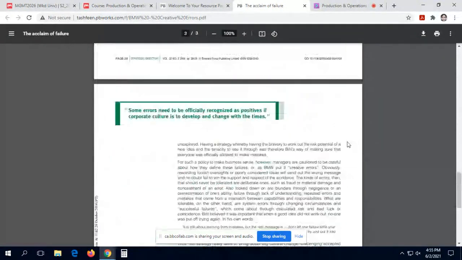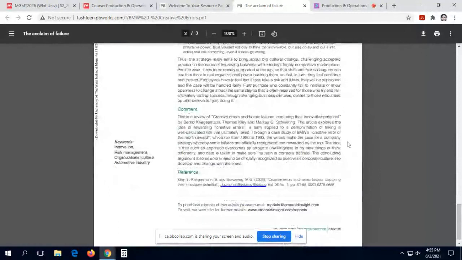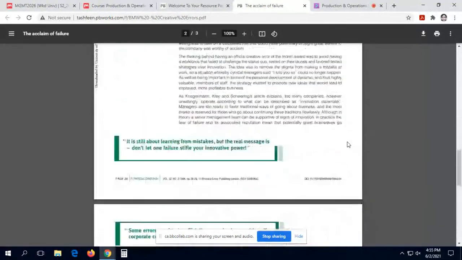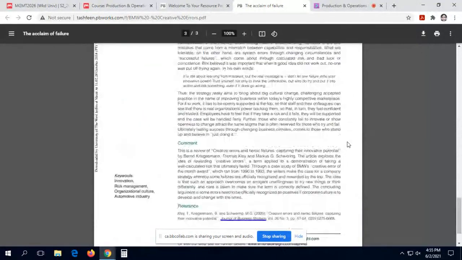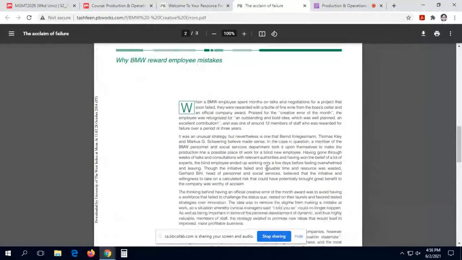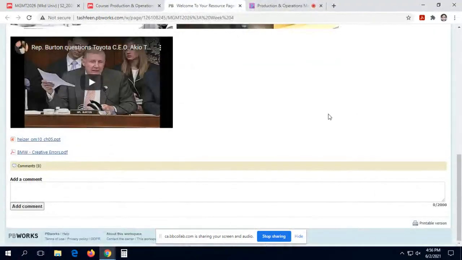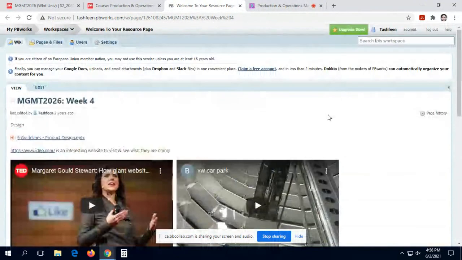It is just one pager, two pager if I can call it. This is page one and this is page two. Now, this is an interesting read too, and then you will find some leads on it, and you can read on that. So this is essentially what I wanted to say about product design.